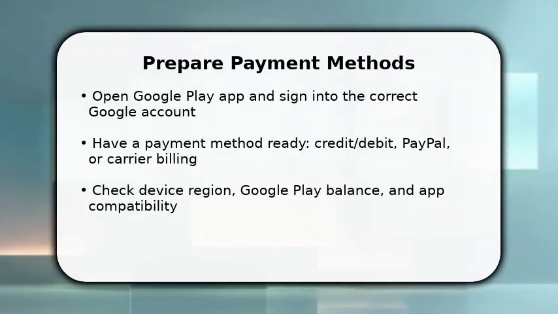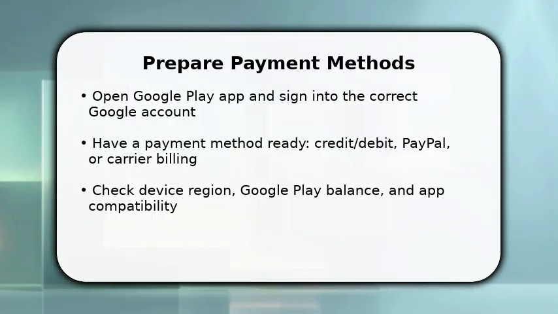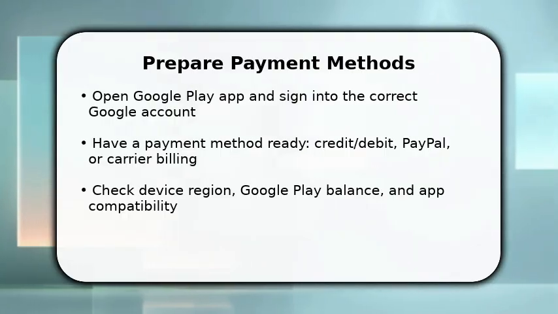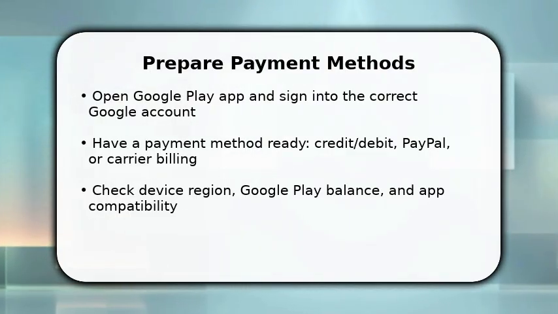You start by opening the Google Play app and confirming you're signed into the account you'll fund. Next, make sure you have an accepted payment method saved: a credit or debit card, PayPal, or carrier billing works. Also check your device region and that Google Play supports adding balance in your country. Once that's set, tap your profile icon and choose Payments and Subscriptions. These prerequisites avoid errors later and let you add funds immediately without backtracking.